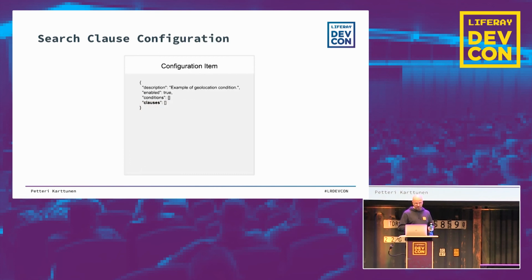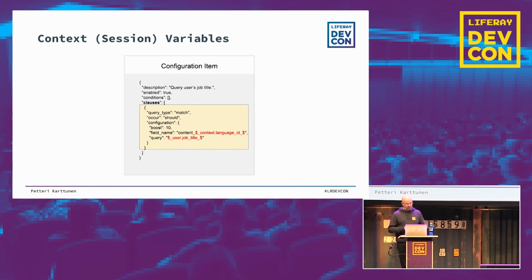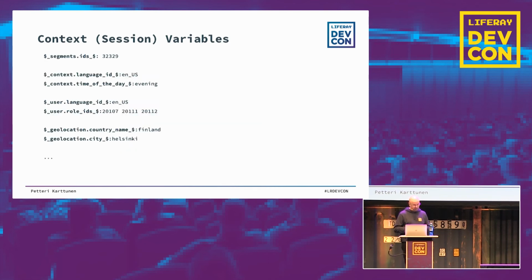And here's an example of a configuration item's clauses array. This particular clause gives a boost of 10 for wiki page asset types. We can also use context variables in the configuration. In this example, the clause is targeted to a localized content field, and it's using the user's job title as value. And here are some of the available context variables. There are quite a few more.